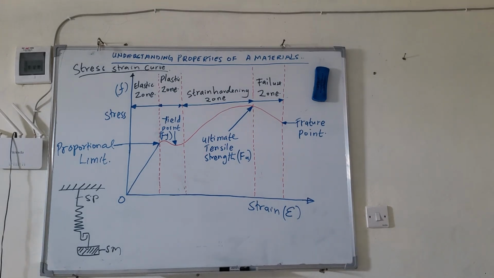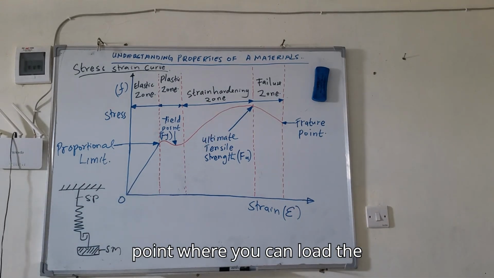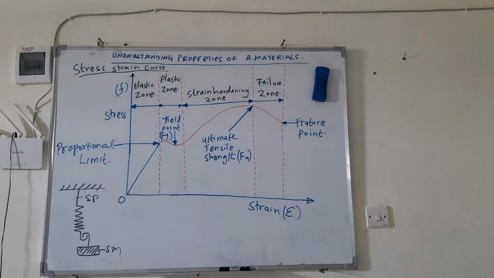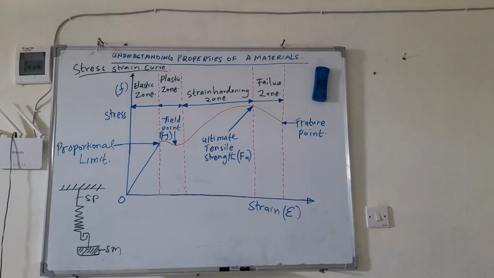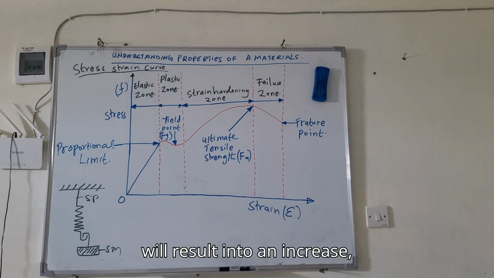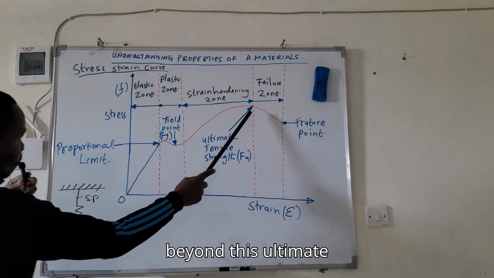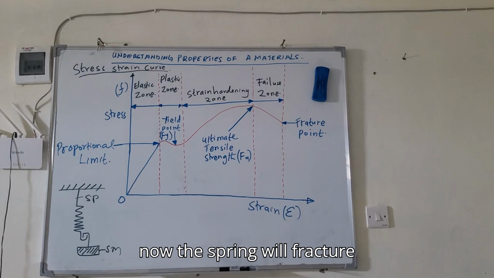It means at this point, this is the point where you can load the spring with the maximum loading. This maximum loading will result in an increase in the spring length. And then if you load beyond this ultimate tensile strength, it means that now the spring will fracture or it will break.